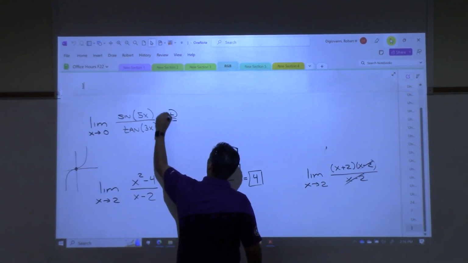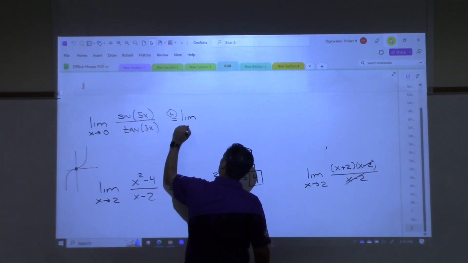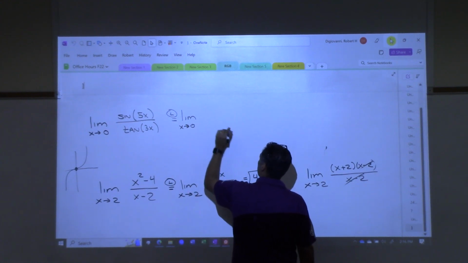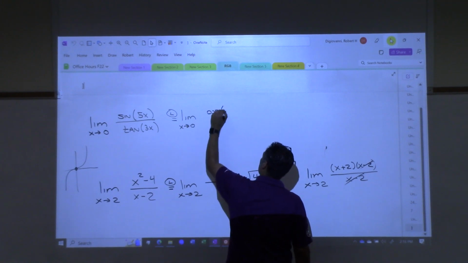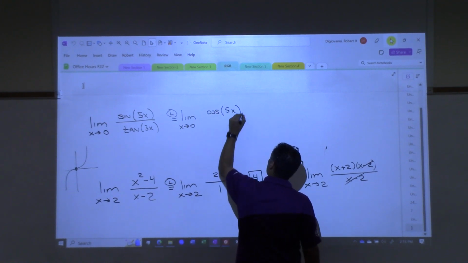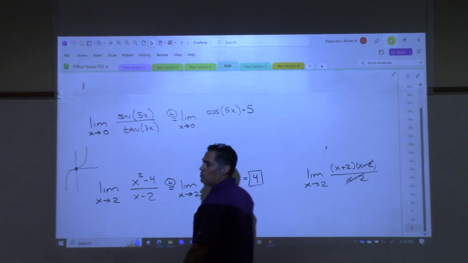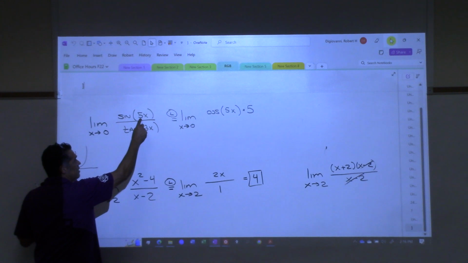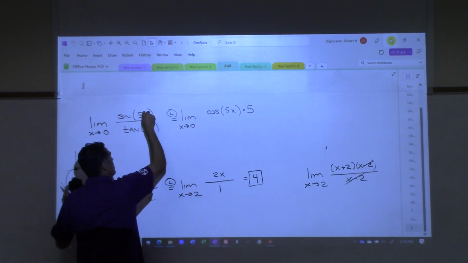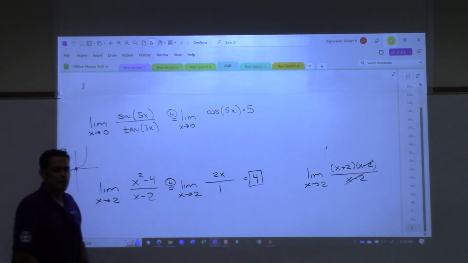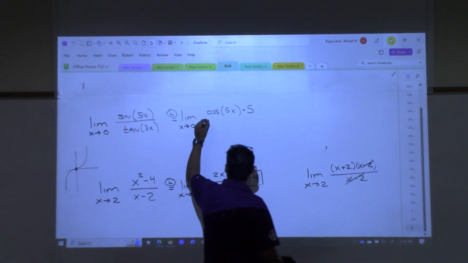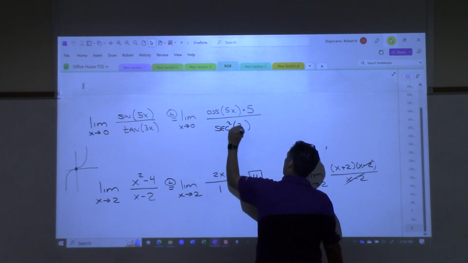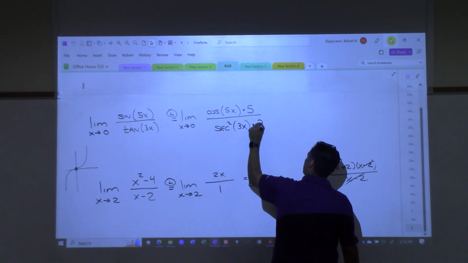So I use L'Hopital, limit, x goes to 0. Okay, derivative of the top. Be careful. Derivative of the top: cosine of 5x times 5, right? Chain rule. You still have to do the chain rule on top. The derivative of sine of something is cosine of it times the derivative of what's inside, which is 5. And then on the bottom, you have to take the derivative of tangent. Derivative of tangent is secant squared of 3x, then chain rule, times 3.